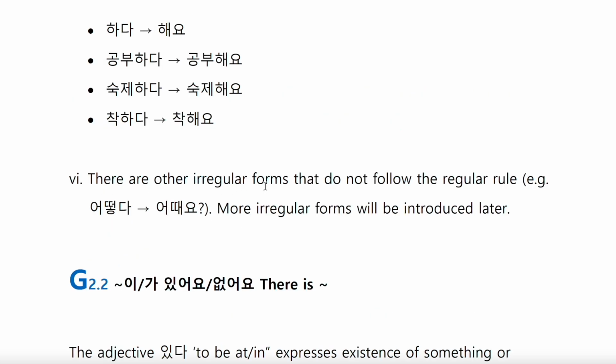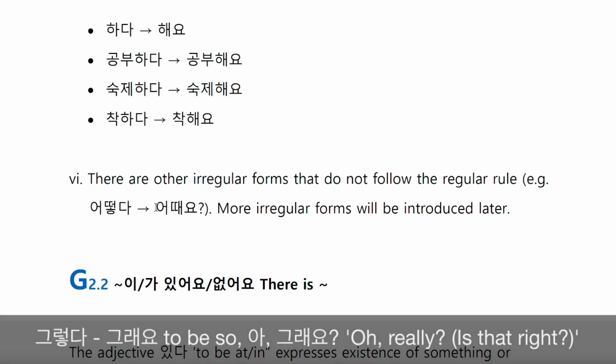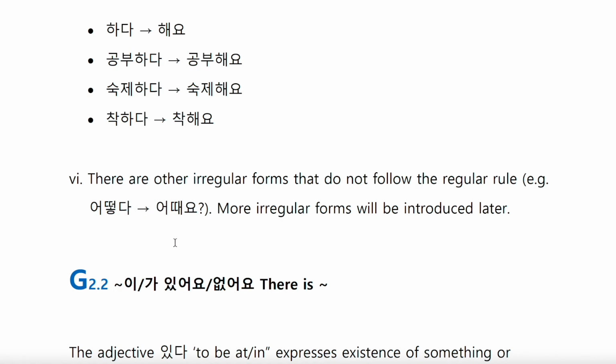And there are other irregular forms that do not follow the regular rules. 어떻다, 어때요? 요거 어때요? 그럼 how is something? 그 다음에 그렇다, 그래요? 그러면은 is that right? So we have some irregular forms too. And we will learn more irregular forms later. But by now, just practice this over and over again until you understand them perfectly and fluently. 자, 자꾸 연습을 하세요. 예. 그러면 여러분 감사합니다.